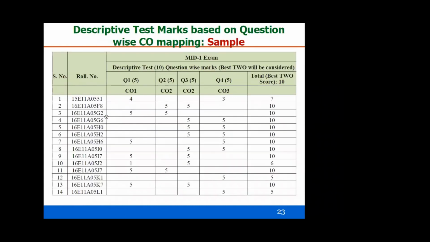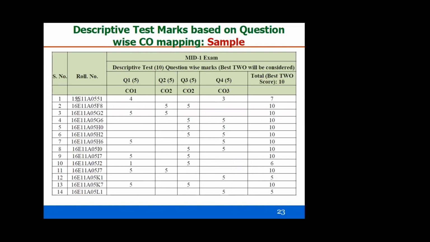Now here I have taken some sample descriptive test marks, question-wise with CO mapping. Here, roll numbers in my class, I have taken all the students. For internal test 1, we have descriptive test question-wise marks. Finally, 4 questions will be given. A student can answer any 2 questions, then the best of 2 will be considered, evaluated for 10 marks. Maximum marks are 10. Initially you have to provide this mapping commonly for all the sections. If you are handling the same course, whether by you or a different faculty, the mapping should be common at program level and course level.